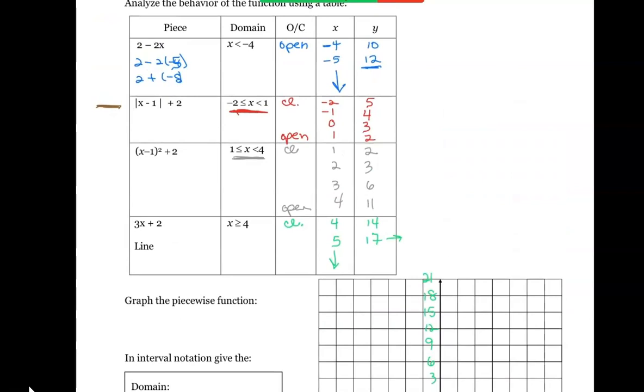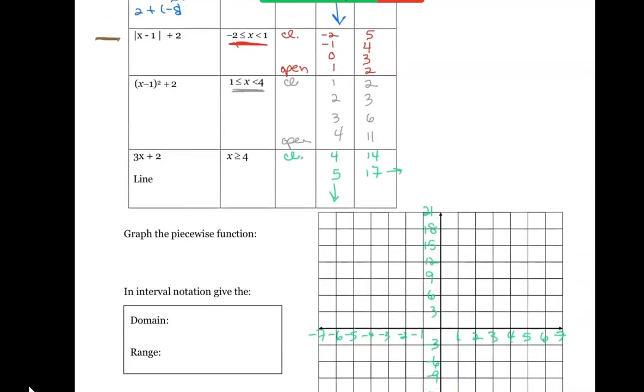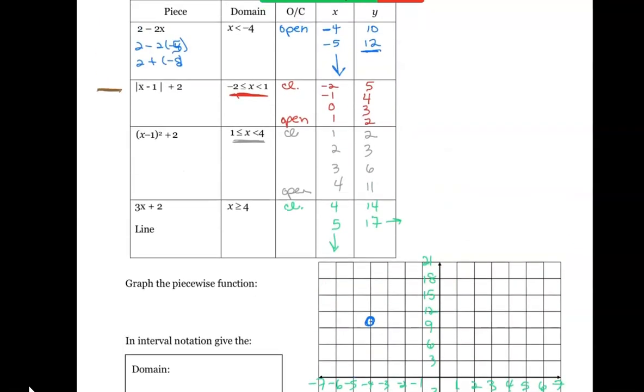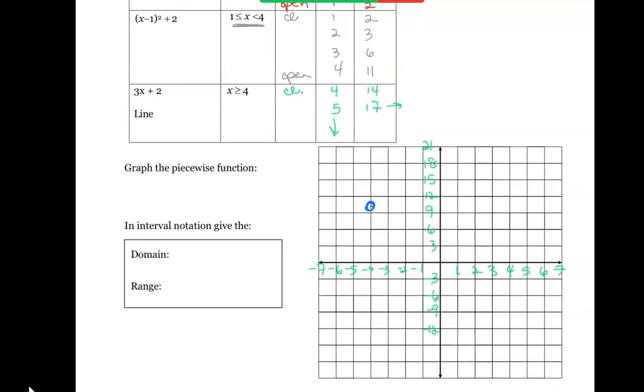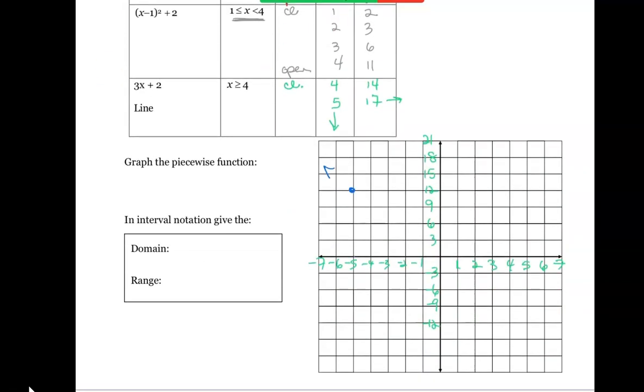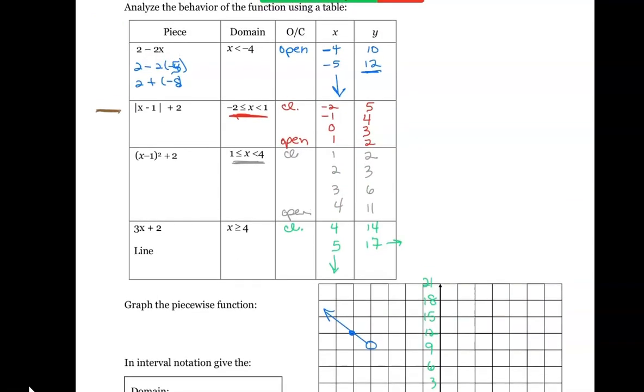Okay, let's go back to the blue. It is negative 4, 10. So negative 4, 10 is going to be somewhere here, and I want that to be an open circle, right? And then negative 5, 12 will be here. That one's open. This one's closed. And I'm going this way. Okay, so let me make sure that that looks like it's open. So let me do that again. So I said that was negative 4, 10, right here, open. There we go.